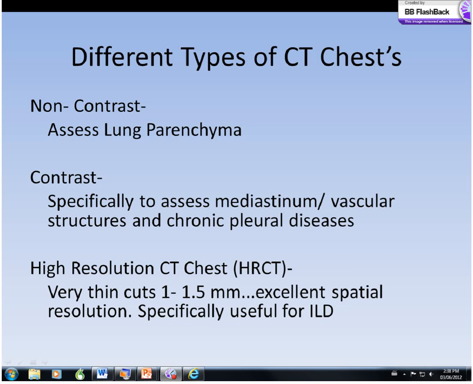Non-contrast is a good regimen to start to assess the lung parenchyma, but clearly if you're looking at lung parenchyma for interstitial lung disease, HRCT is a very useful choice.